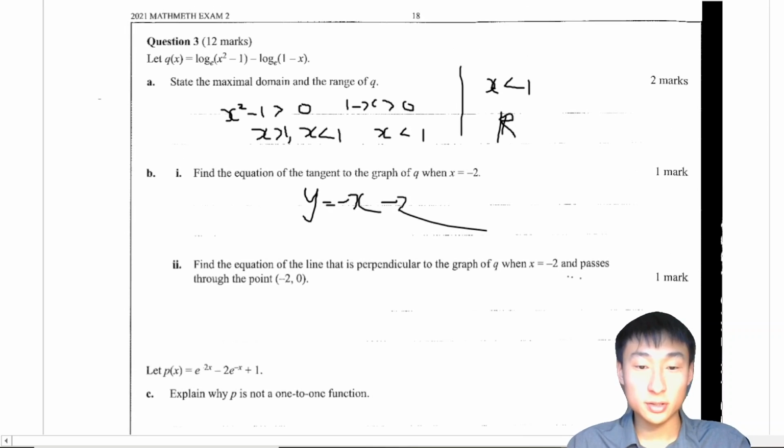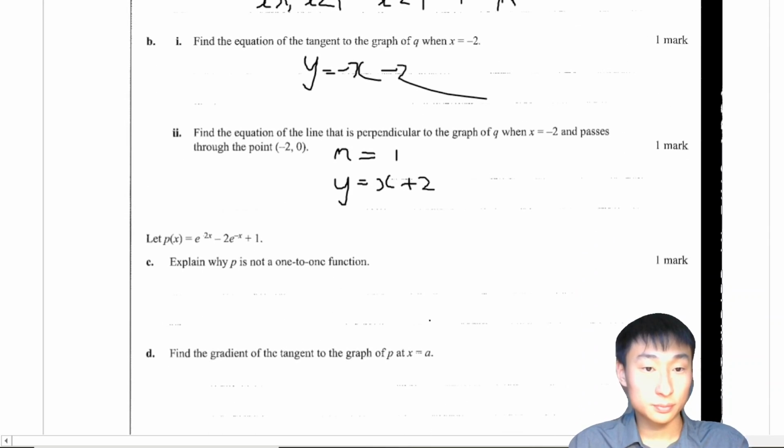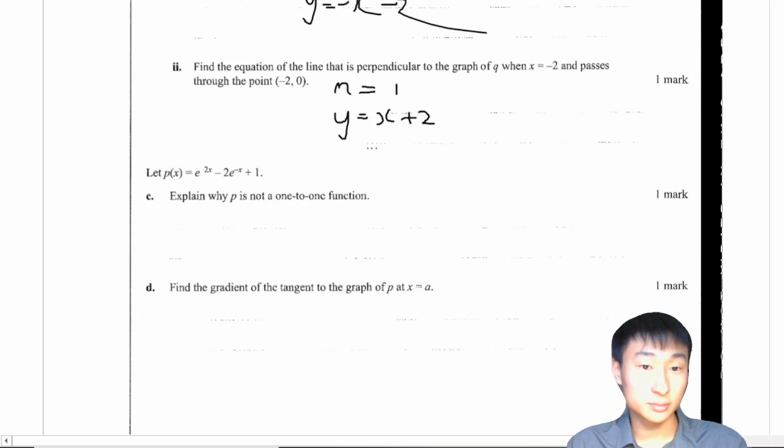Find the equation of the line that is perpendicular to the graph of q at x equals -2 and passes through the point. Perpendicular to the graph means that the gradient is the negative reciprocal of -1, which is just 1, and it passes through -2, 0, which means that the line is just y equals x plus 2. Yep, cool. I just visualized the graph really quickly and saw that the y-intercept would be 2.